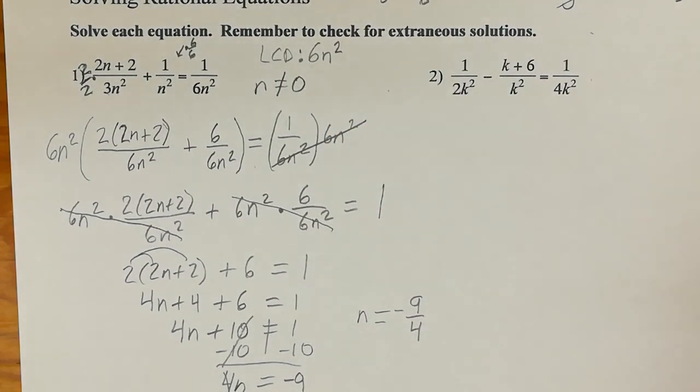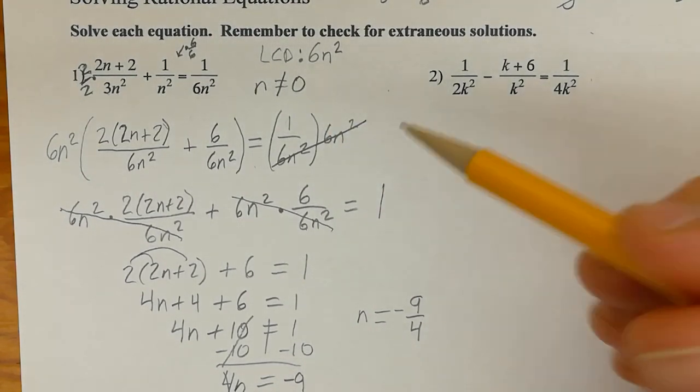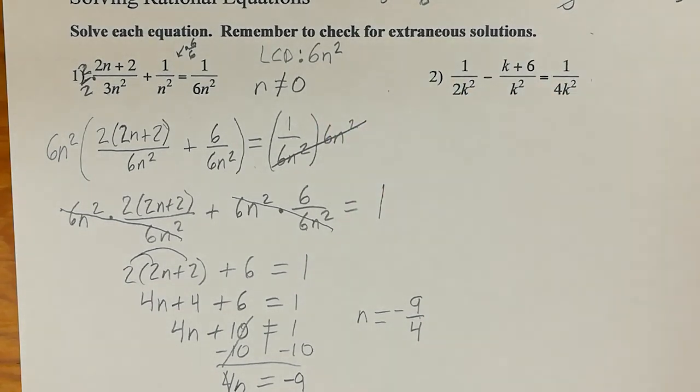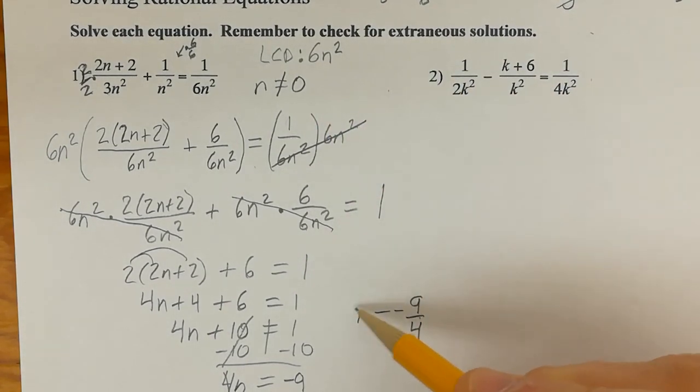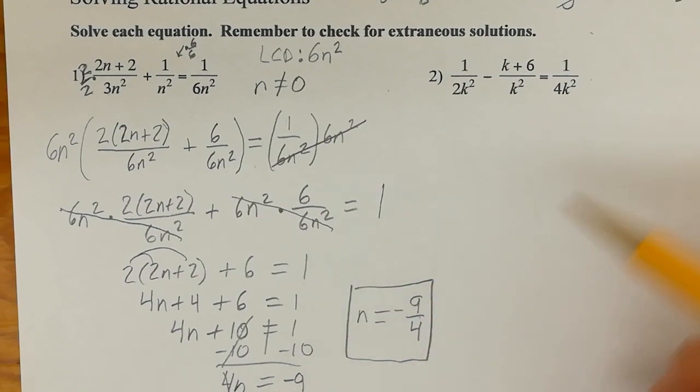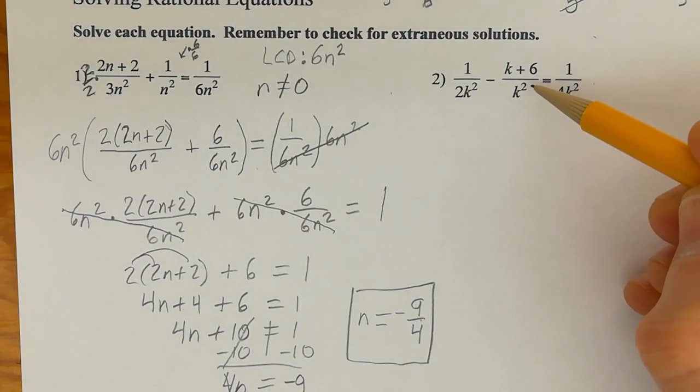So we have no extraneous solutions. We checked for it. That doesn't equal 0. All right, that was checking for it. So we're good. That's our answer. All right, you guys go ahead and try number 2.